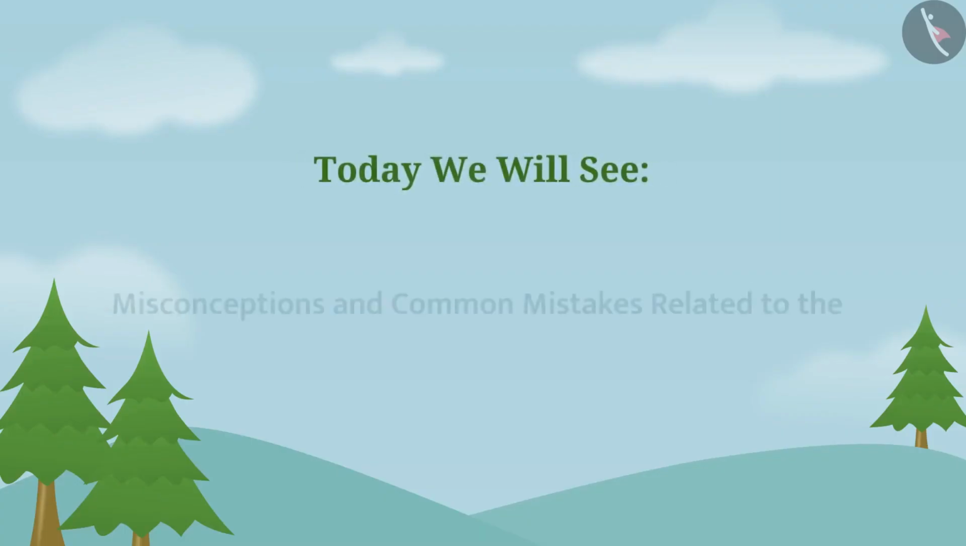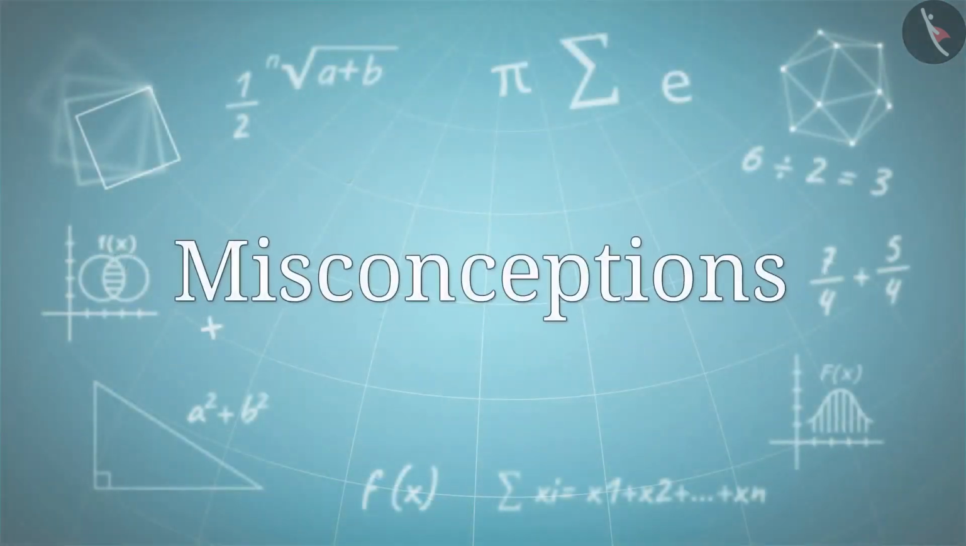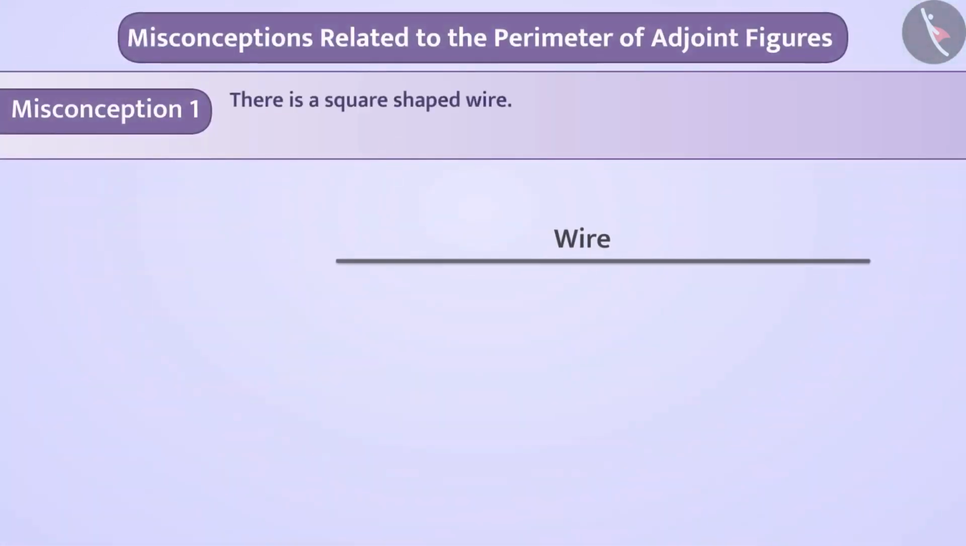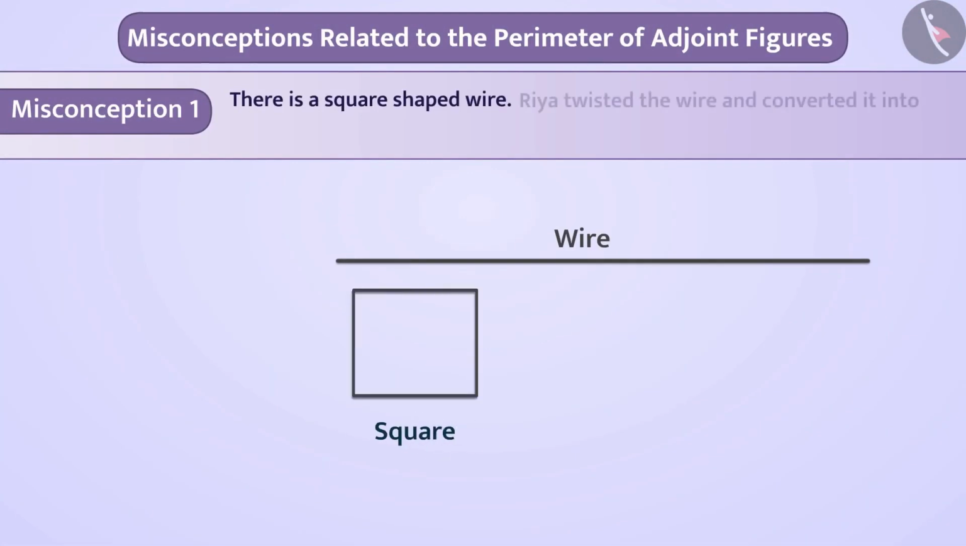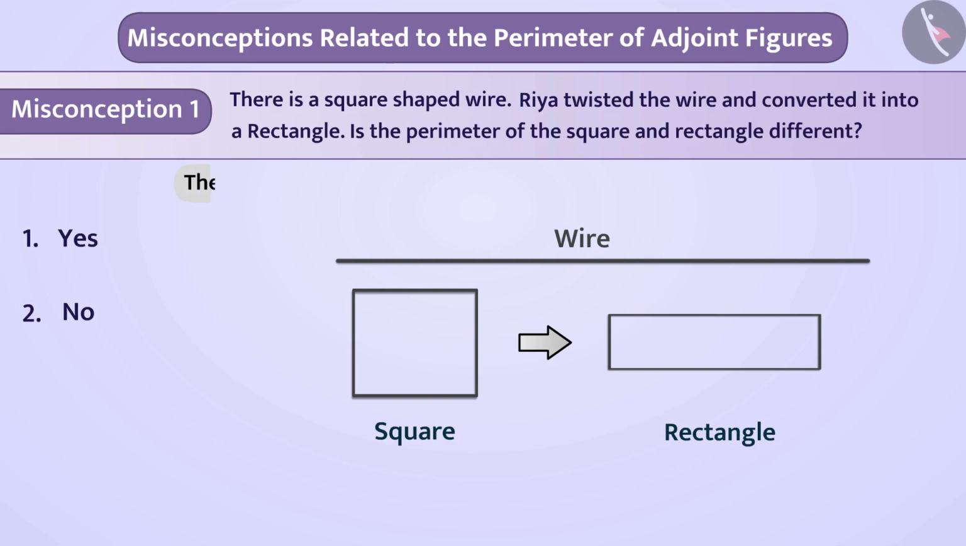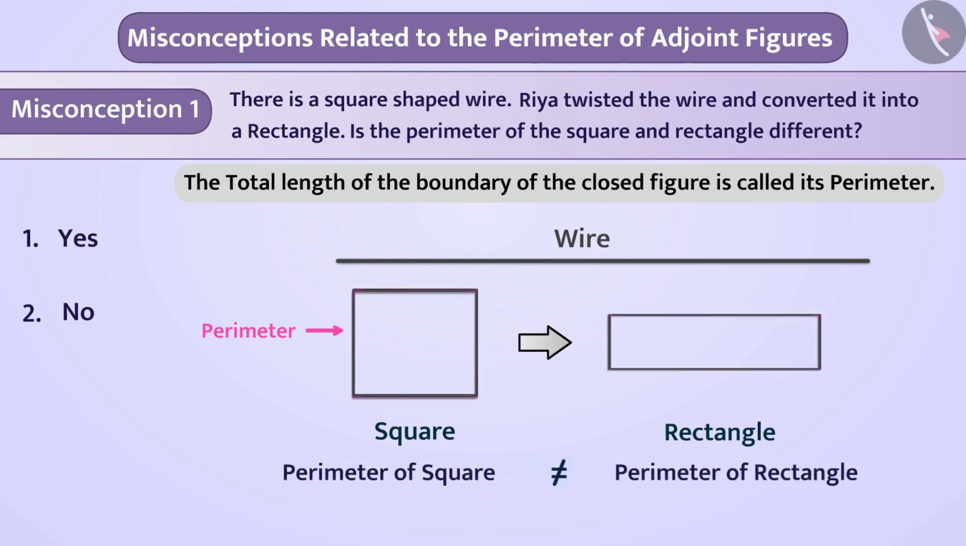Today we will see some misconceptions and common mistakes related to the perimeter of adjoint figures. Misconception 1. There is a square-shaped wire. Ria twisted the wire and converted it into a rectangle. Is the perimeter of square and rectangle different? The total length of the boundary of a closed figure is called its perimeter.